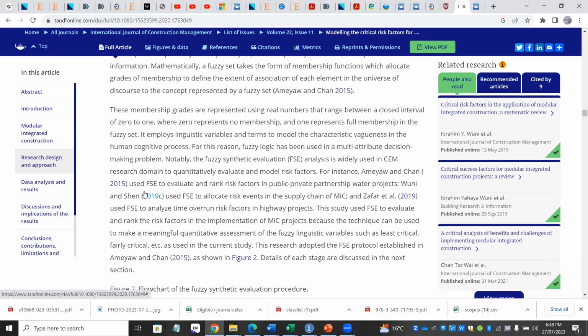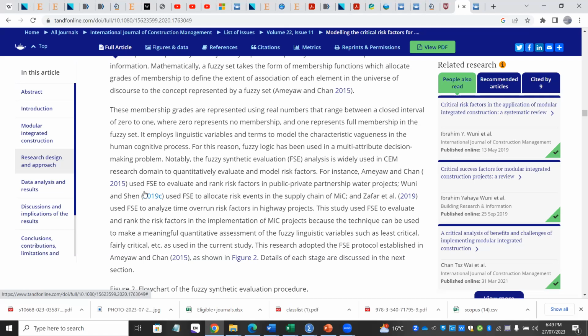So I'm not surprised that a number of studies within the construction and engineering management (CEM) research domain have used this method. And even with risk, it's more profound. But it's not only used for risk analysis. It can be used for other things as well. For instance, Akomea-Frimpong used fuzzy synthetic evaluation, FSE, to evaluate and rank risk factors in public-private partnership water projects. Wuni and Shen used FSE to allocate risk events in the supply chain of MIC. And Zafa used FSE to analyze time overrun risk factors in highway projects.